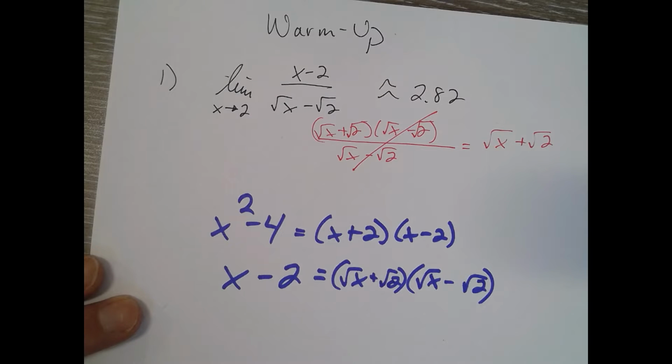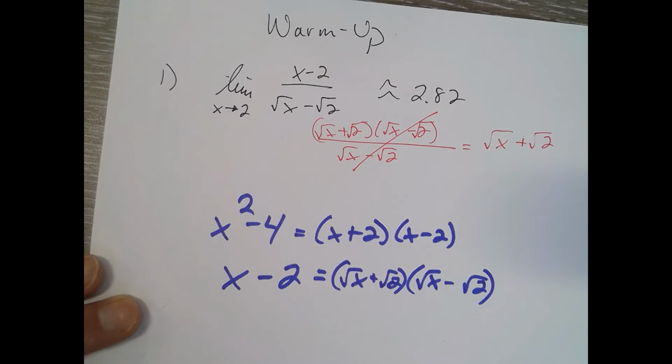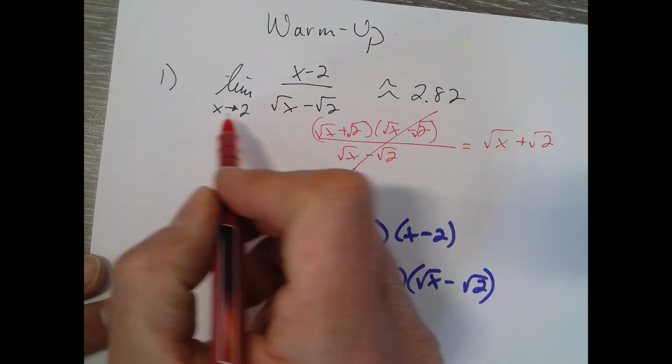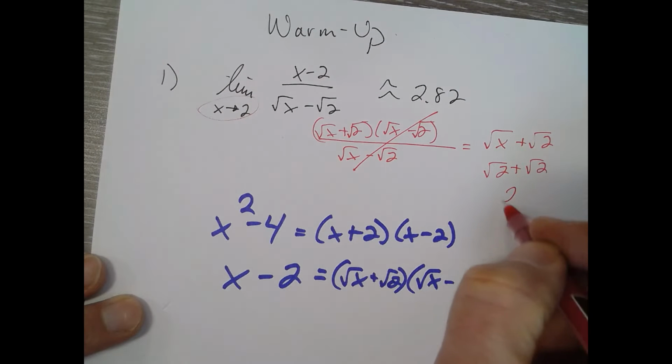Okay, we algebraically manipulated it. Now what do I do? We're one step away. If I asked you what's the limit of this as x goes to 2, how do you find it? Plug in 2. It's the last thing we have to do. X is going to 2, so it's the square root of 2 plus the square root of 2, which is 2 square root of 2.